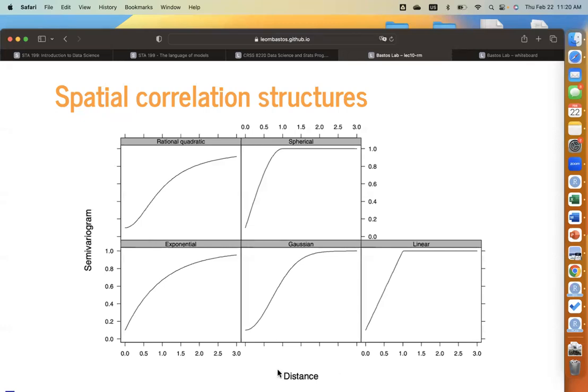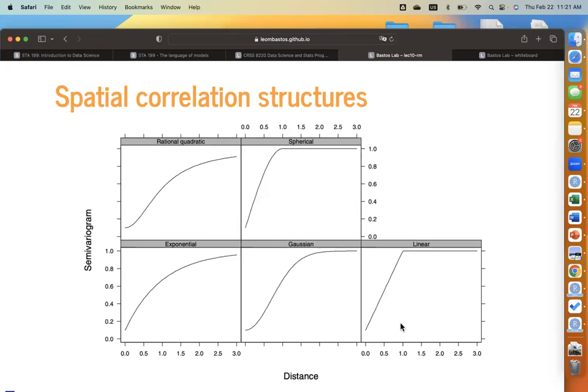So here we have distance on the x-axis, and you can think of the semi-variogram as variance to some extent. What we can see for all of these different types of semi-variogram models, which are actually the names of the correlation structure that we're using, is that the semi-variogram starts very low, increases up to a certain threshold, and then stabilizes after that. You can see that for each one of these different models.